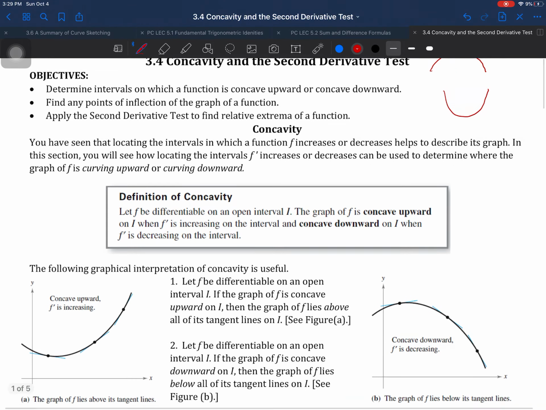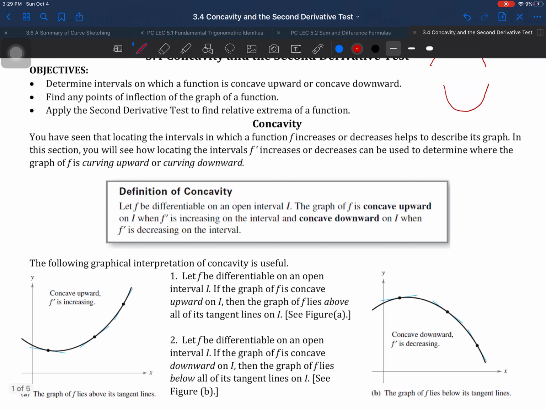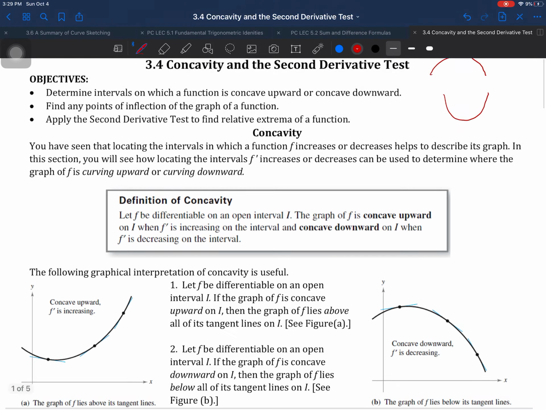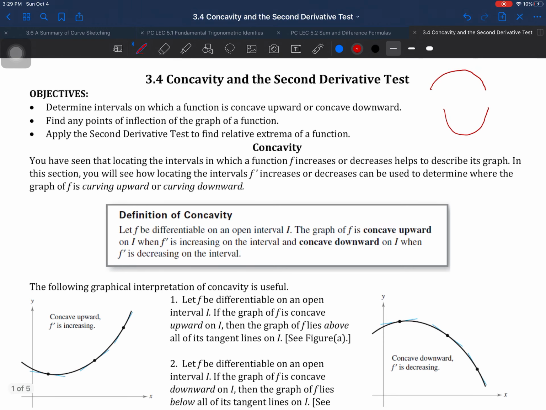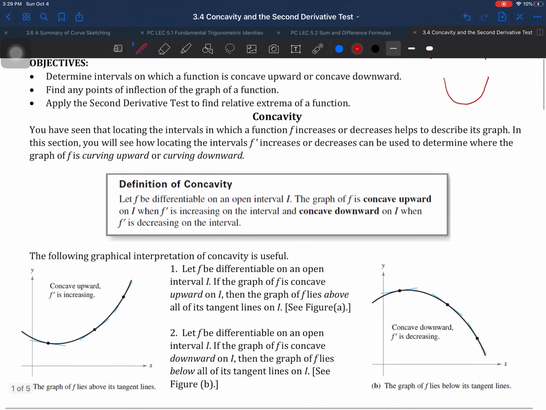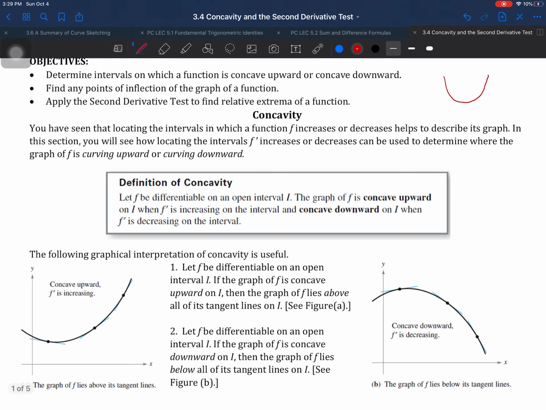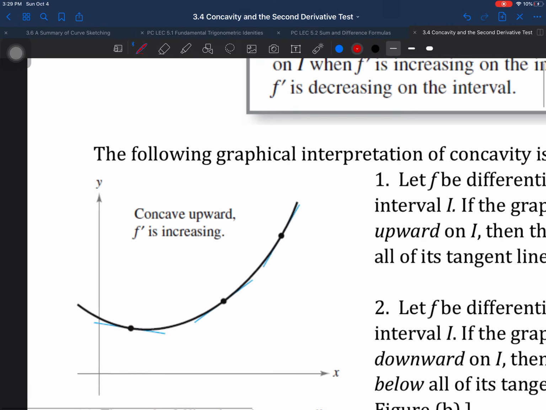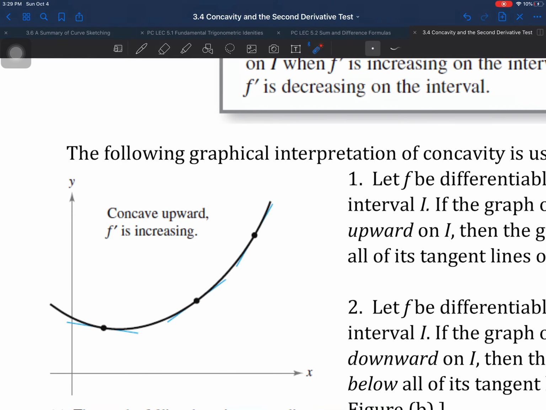So what is concavity? Concavity, as I described before, is a behavior of the function for which the function is behaving in a special way, concave down or concave up. Now, how do we determine this? We can determine this by looking at the behavior of the function. So let's just go through this real quick. I won't spend too much time here because the application is much simpler than this.